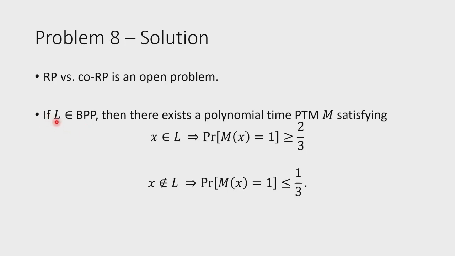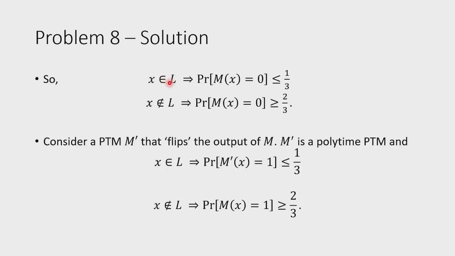Pick a language L in BPP. What guarantee do we have? We have that there exists a polynomial time probabilistic Turing machine M satisfying: X is in L implies the probability of acceptance is at least 2/3, and X is not in L implies the probability of acceptance is at most 1/3. Now I'm going to rewrite these two statements on the next slide. X in L implies the probability of rejection is at most 1/3, and X is not in L implies the probability of rejection is at least 2/3.